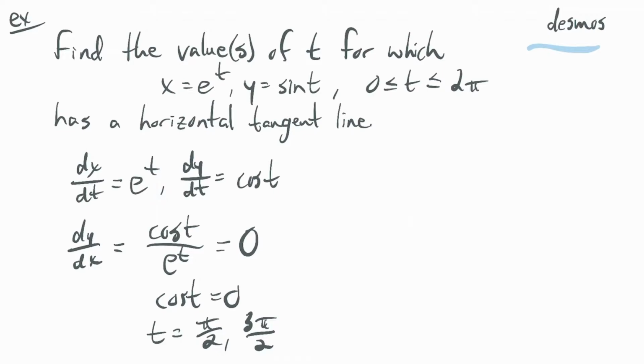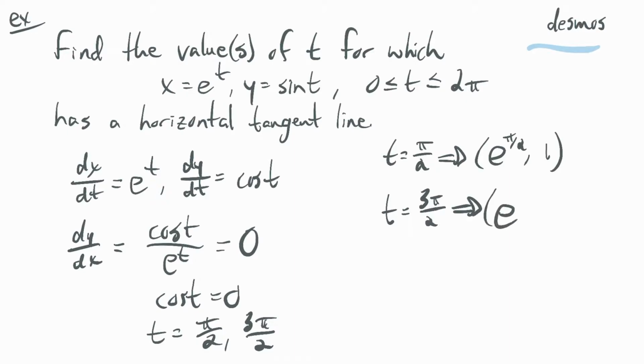So for pi over 2, I'm going to have the ordered pair e to the pi over 2, comma 1. Okay. And then for t equals 3 pi over 2, I'm going to have the ordered pair e to the 3 pi over 2, which is a bit larger of a number. Like it's about e to the 4.5 or almost 5. So pretty big number.